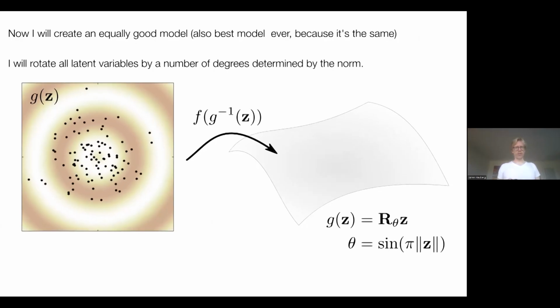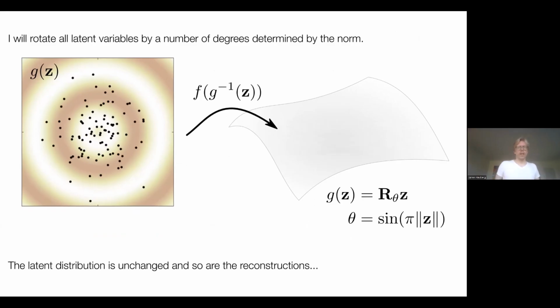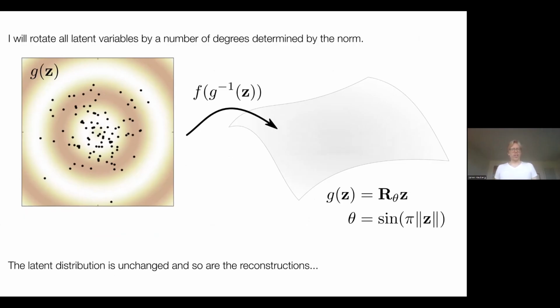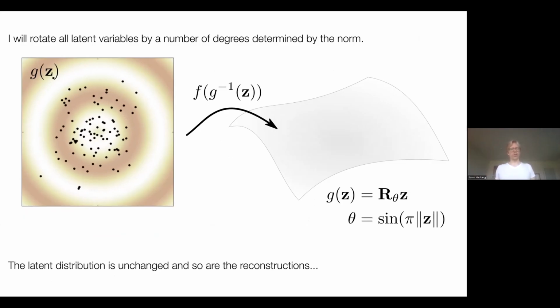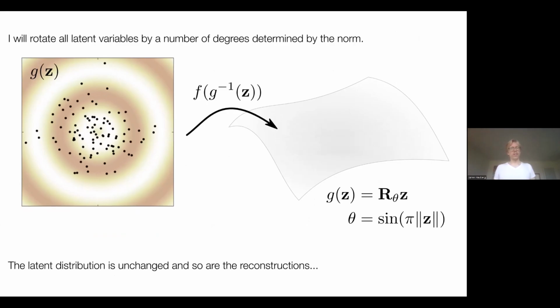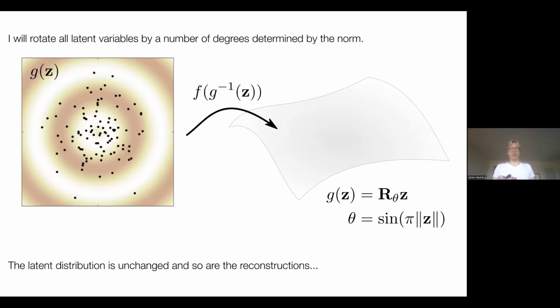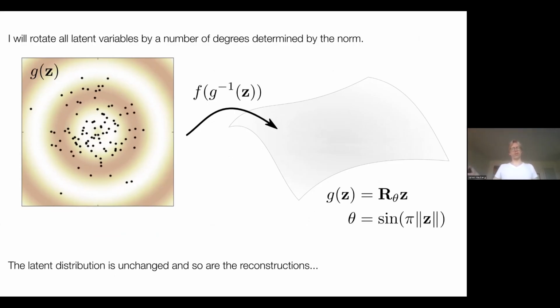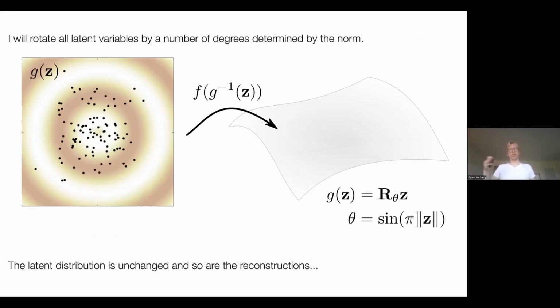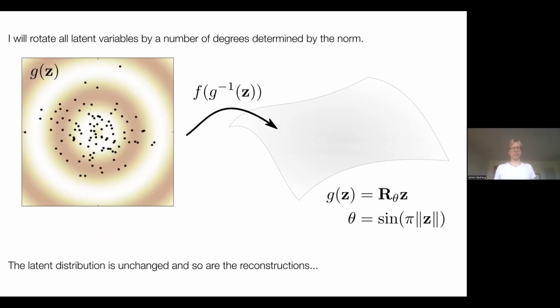But the issue here is that I'm doing it in a way where I'm not changing the latent distribution of my data, and I'm not really changing the reconstructions of my data either. So I'm not changing anything in the model, except I'm changing the latent variables alongside the map that takes you from latent variables to observations.